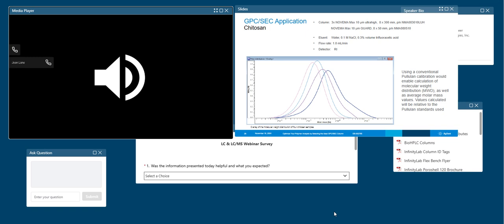Here we have an overlay of 4 different chitosan samples measured with a set of 3 Novema Max ultra-high molecular weight range columns. You can see that we have a nice peak shape and distribution for the 4 polymers being analyzed, and we can easily see the differences between them.